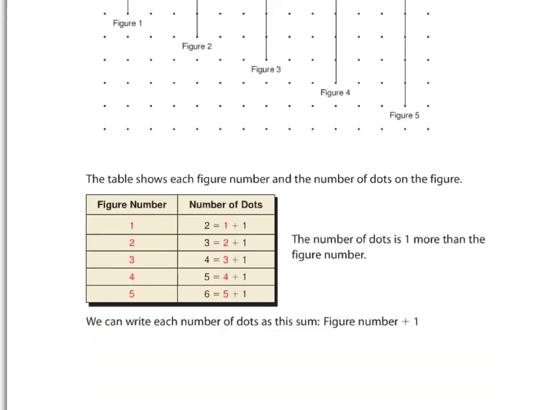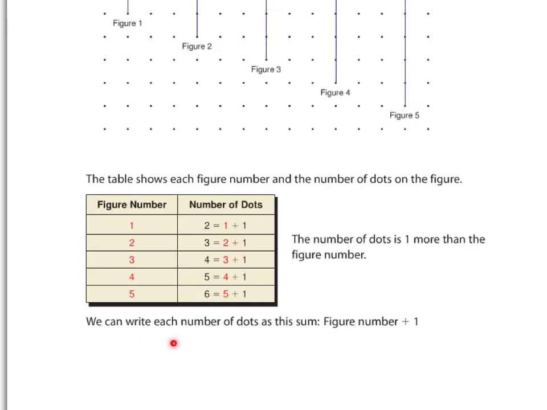All right, so here we have the table, which shows the figure number and the number of dots. So we have figure number 1, 2 dots, figure number 2, 3 dots, and so on. What we're doing each time is adding one more to the figure number. Figure number being 4, we add one more, which gives us 5. Figure number being 5, we add one more, which gives us 6. So the number of dots is one more than the figure number is our rule.